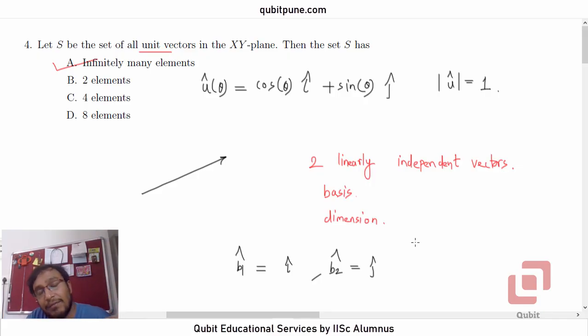So if they had asked us how many vectors can you have from the set which are linearly independent, the maximum number, that is 2. But that is not the answer to question 4. 2 elements is the answer to how many linearly independent elements or unit vectors can we have in the xy plane. Options C and D, I don't think they make any sense at all. So question 4, option A.